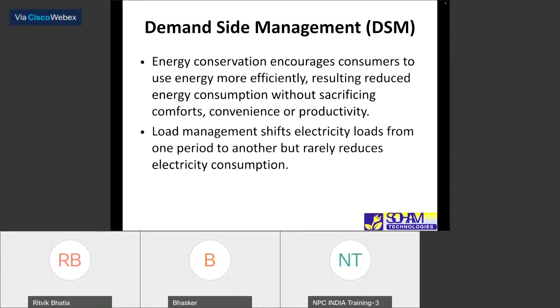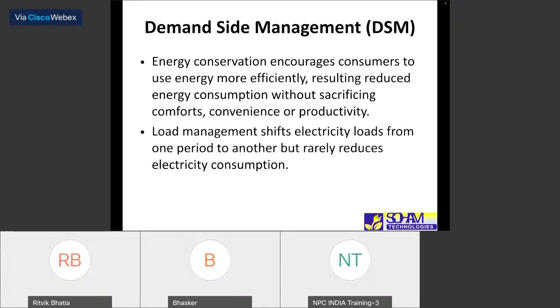Now, what is energy conservation for the consumer? There should be some encouragement to do something. So energy conservation encourages the consumer to use energy more efficiently, resulting in reduced energy consumption without sacrificing comfort, convenience, or productivity. Please note this down. So this is the basic of our demand side management.